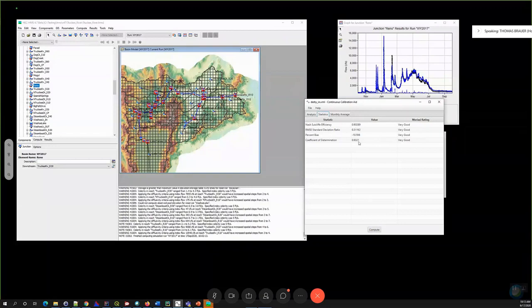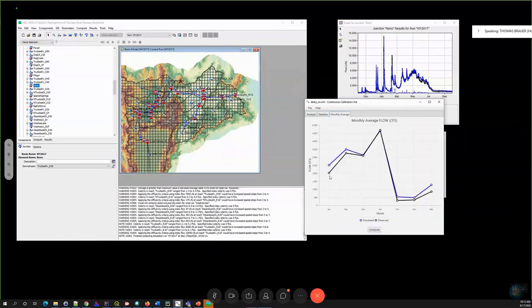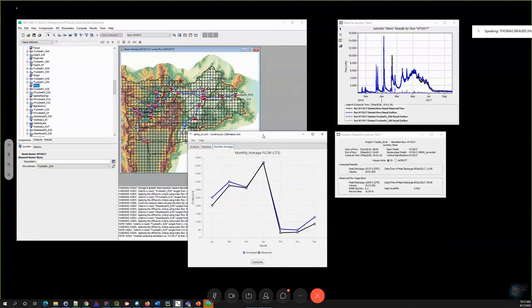Here's the statistics table. Once again, this is just a point location. You can open up a bunch of them, but just a single point in the tool, and then I can view these monthly averages, how the volumes compare. So those are just a few extra little tools you might be interested in if your situation needs it. All right.